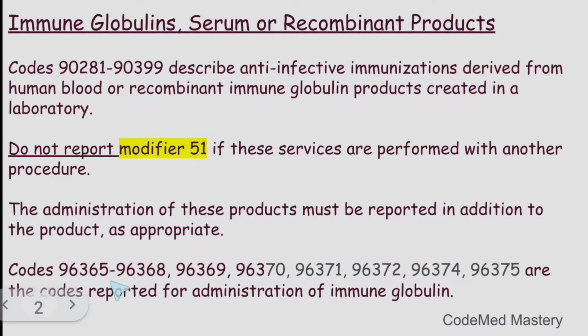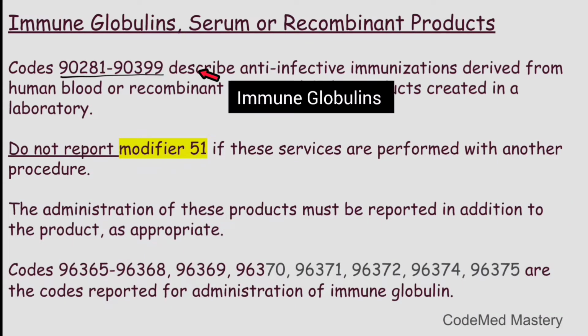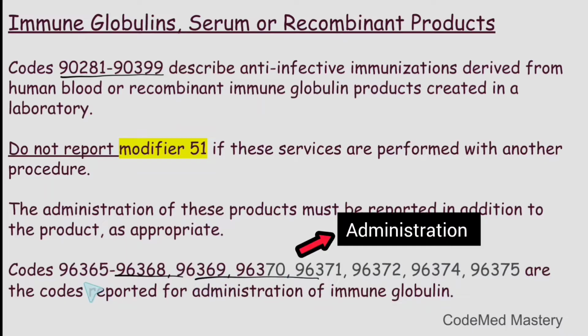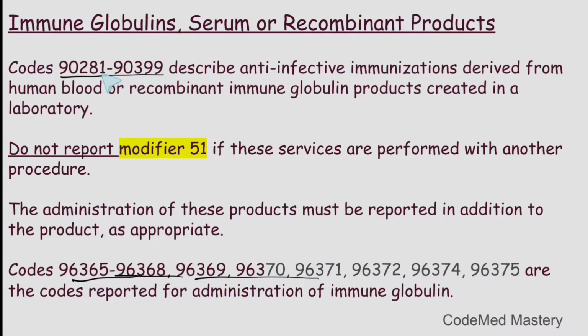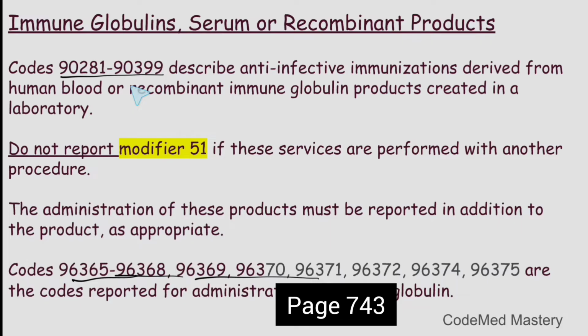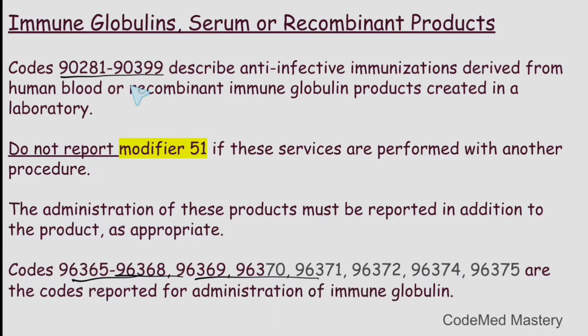That is codes 96365 to 96368, 96369, 96370, 96371, 96372, 96374, 96375. All these codes are reported for administration of immunoglobulins. So this code range is for immunoglobulins and this code range is for administrations. So the administration codes must be reported in addition to these codes. In your CPT book, on page number 743, first paragraph, under immunoglobulin, serum or recombinant products, they have mentioned the guideline, that is modifier should not be reported, so highlight them.